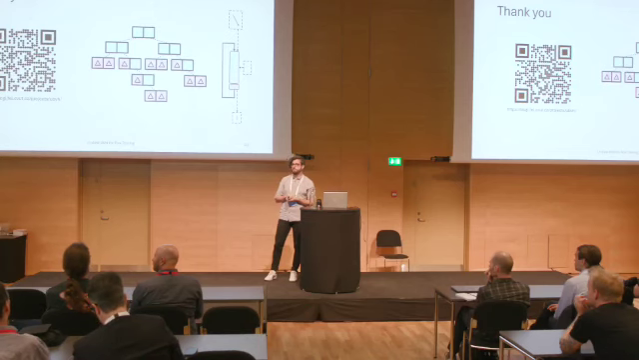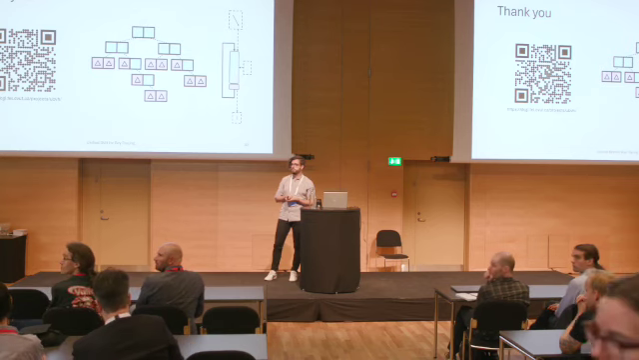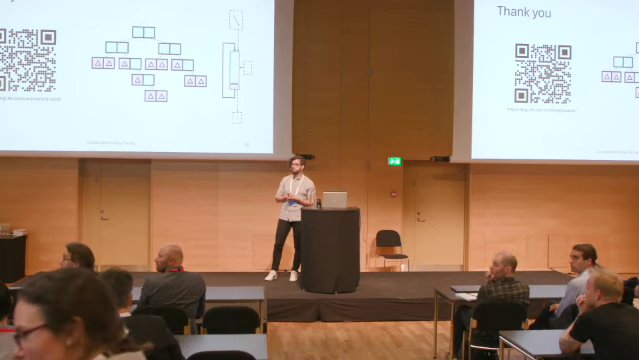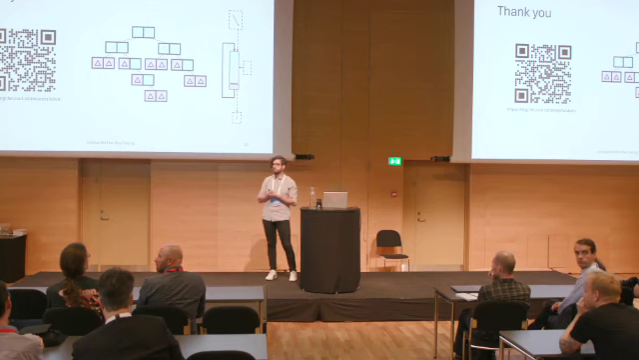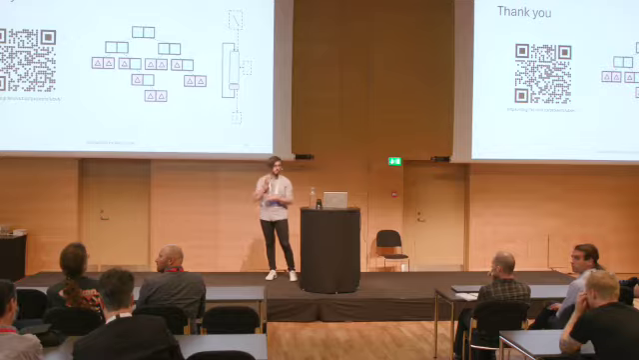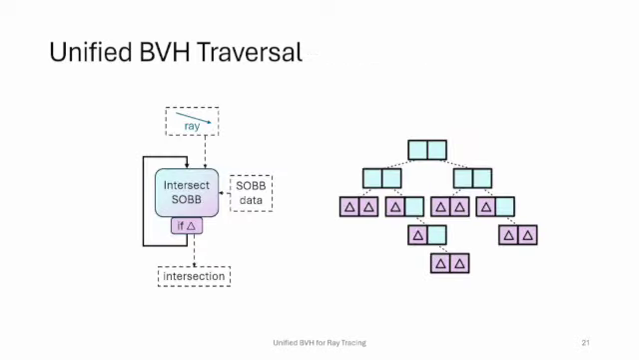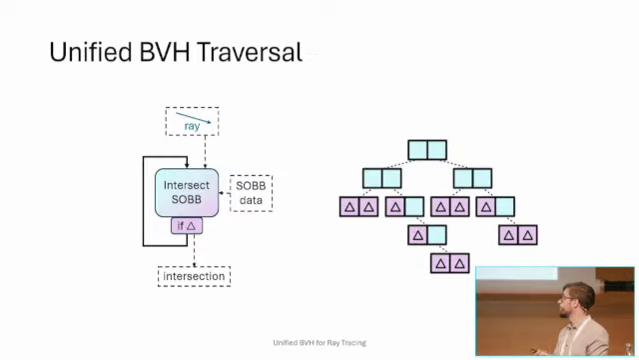Also, does the actual triangle data live somewhere else, or once you are done with a test, that's it? You don't go another level of indirection and test the actual triangle? No, that's it. Maybe I should put more focus on this in the pipeline. Yeah, there is still only a single data fetch. So we fetch the SOBB, and for the triangle test, we don't need any additional data. Okay, great.